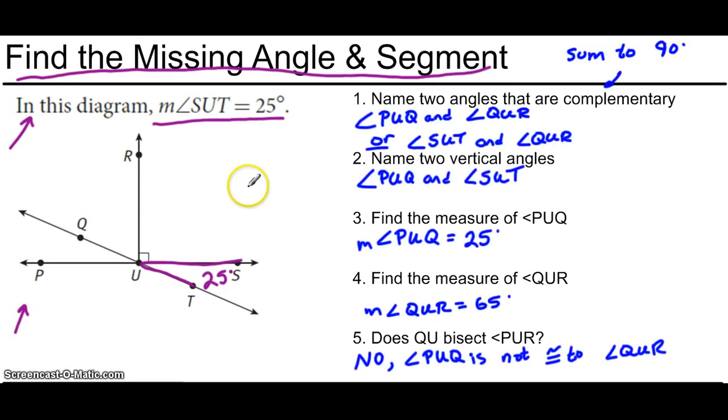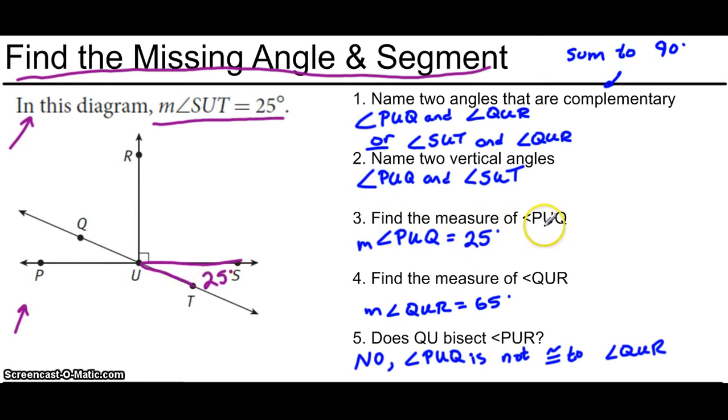For number 1, I put that PUQ and QUR were complementary, because complementary means sums to 90 degrees, and these two angles, when put together, form a 90-degree angle, so they'll of course sum to 90 degrees. You could have also had SUT and QUR as an answer. For number 2, a pair of vertical angles, I had PUQ right here and SUT right here. Notice how they're across the vertex from each other, making them vertical angles.